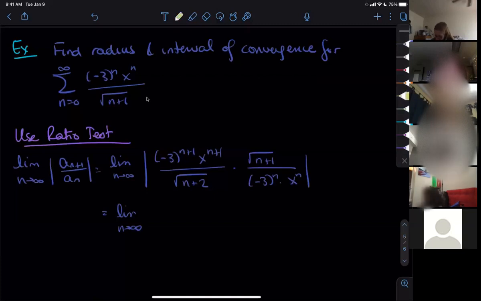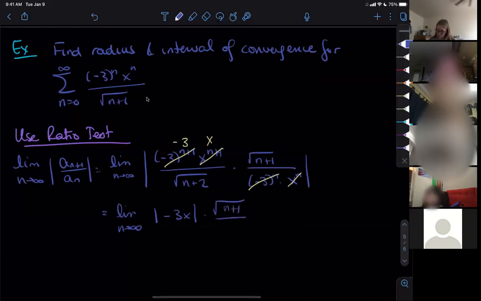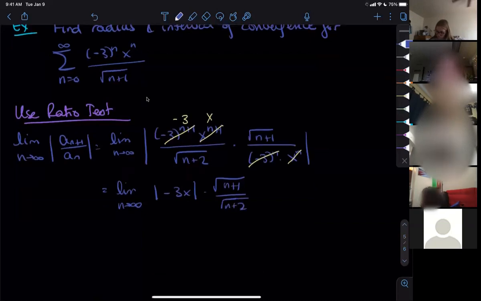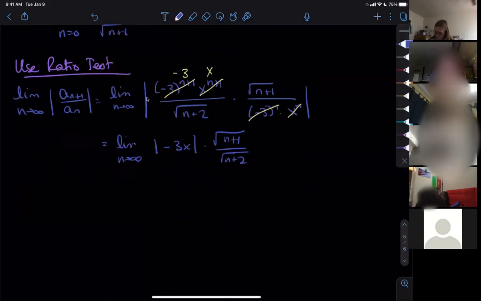All right, let's see, some stuff's going to cancel. So this goes away, and I'm just going to get an x. This goes away, and I'm going to get a negative 3. I can take away the absolute values on the square roots of the n plus 1s, but I have to keep it on the x. So if I put all this together, what am I going to get? I'm going to get the absolute value of negative 3x, times the square root of n plus 1 over the square root of n plus 2. Are there any questions about this?